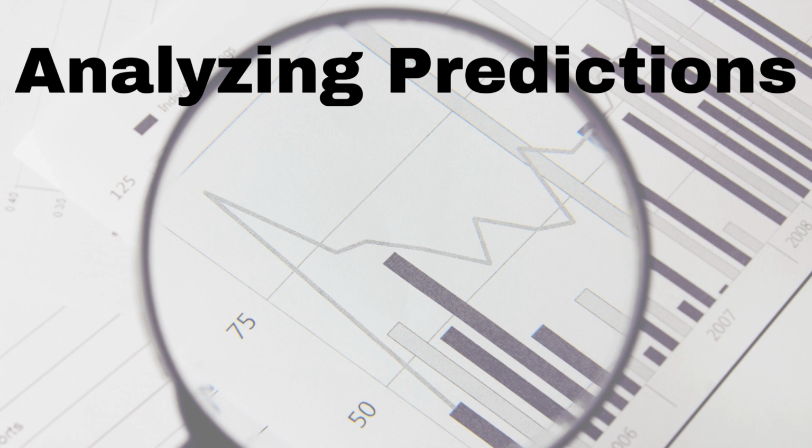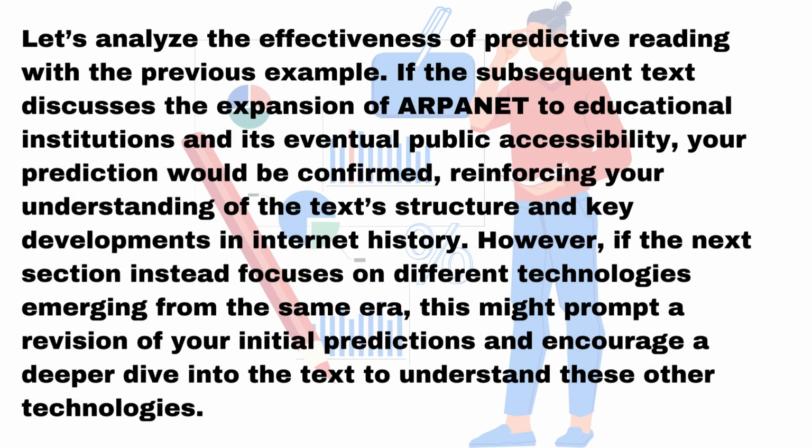Analyzing predictions. Let's analyze the effectiveness of predictive reading with the previous example. If the subsequent text discusses the expansion of ARPANET to educational institutions and its eventual public accessibility, your prediction would be confirmed, reinforcing your understanding of the text structure and key developments in Internet history. However, if the next section instead focuses on different technologies emerging from the same era, this might prompt a revision of your initial predictions and encourage a deeper dive into the text to understand these other technologies.